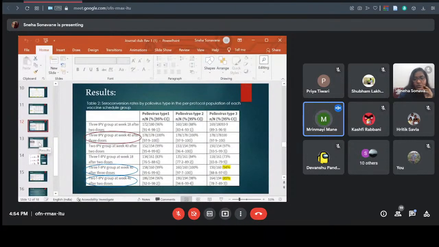Okay, so as we have highlighted here with yellow color, the 3 fractional IPV group produced higher titers for poliovirus type 3 as compared to the 2 fractional IPV group. So in order to obtain a better immunity against all 3 poliovirus types, 3 fractional IPV might be considered a more ideal option.